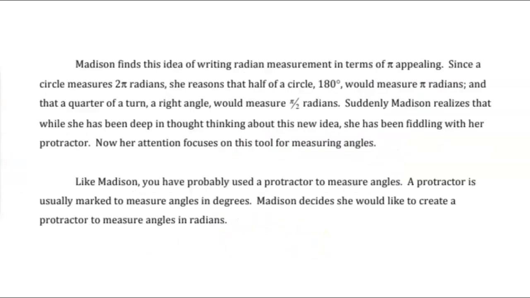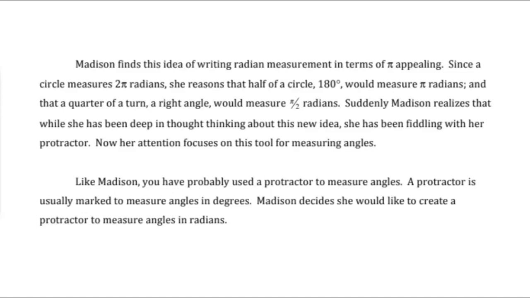Madison finds this idea of writing radian measurement in terms of pi appealing. Since a circle measures 2 pi radians, she reasons that half of a circle, 180 degrees, would measure pi radians, and that a quarter of a turn, a right angle, would measure pi over 2 radians. Suddenly, Madison realizes that while she has been deep in thought thinking about this new idea, she has been fiddling with her protractor. Now her attention focuses on this tool for measuring angles.